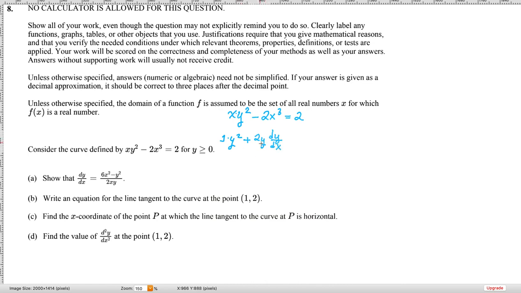by chain rule, right? The 2 comes down times y to the first, and then multiply by the derivative of y times x, minus the derivative of 2x cubed, which is going to be 6x squared, equals the derivative of 2, which is just 0. And now your first task is just to solve for dy dx here. So take your time, make sure you do this algebra correctly.